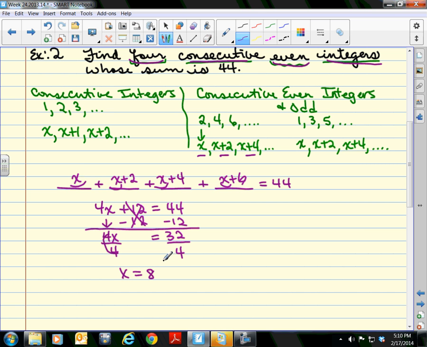Now the biggest mistake folks make right here is that we don't look up at the problem to see what exactly we were answering. And so they stop at 8. But it says find 4 consecutive even integers whose sum is 44. So we're going to have 4 answers. So you're going to have 8. 8 plus 2 is 10. 8 plus 4 is 12. And 8 plus 6 is 14. So the 4 consecutive even integers that would add up to be 44 would be 8, 10, 12, and 14.